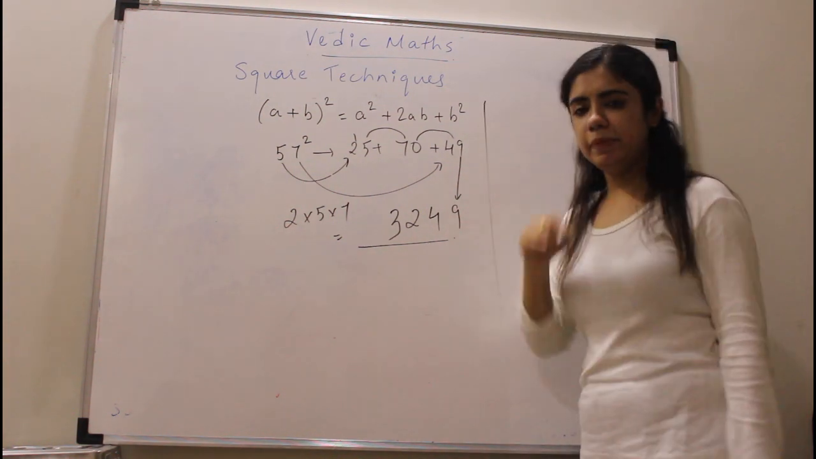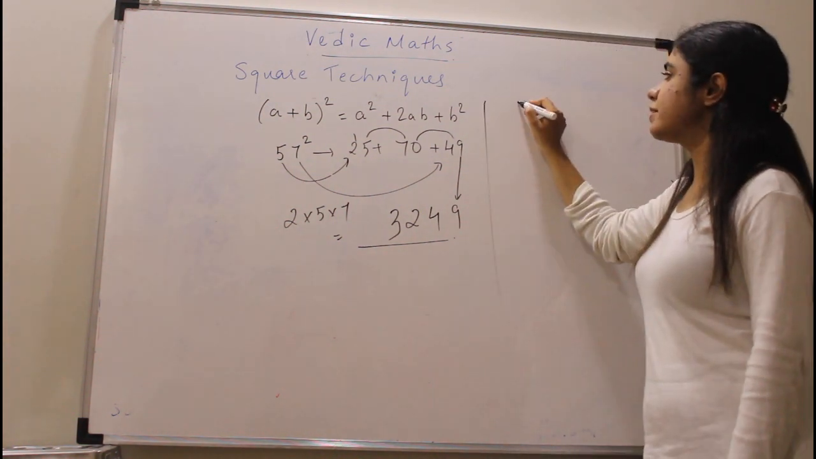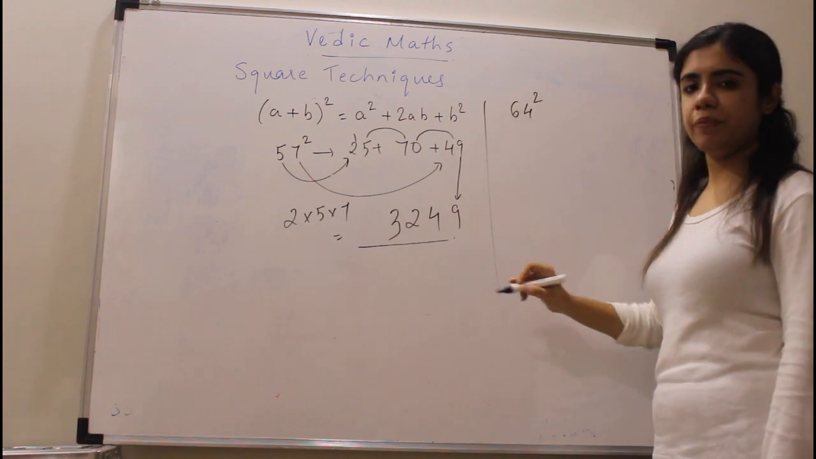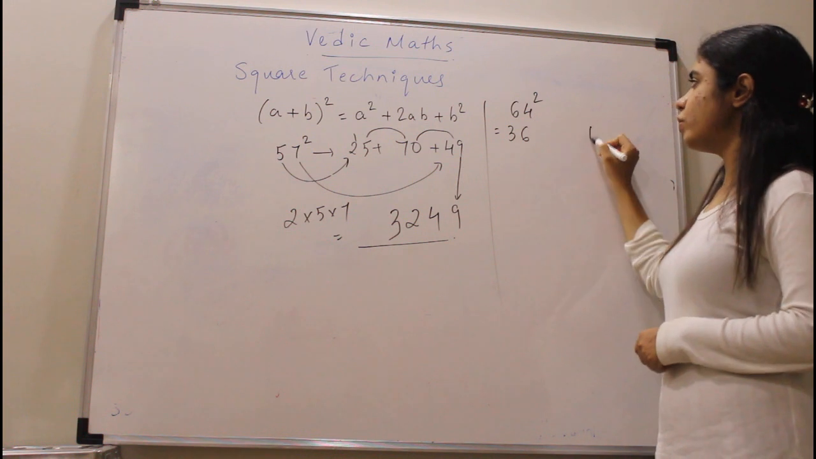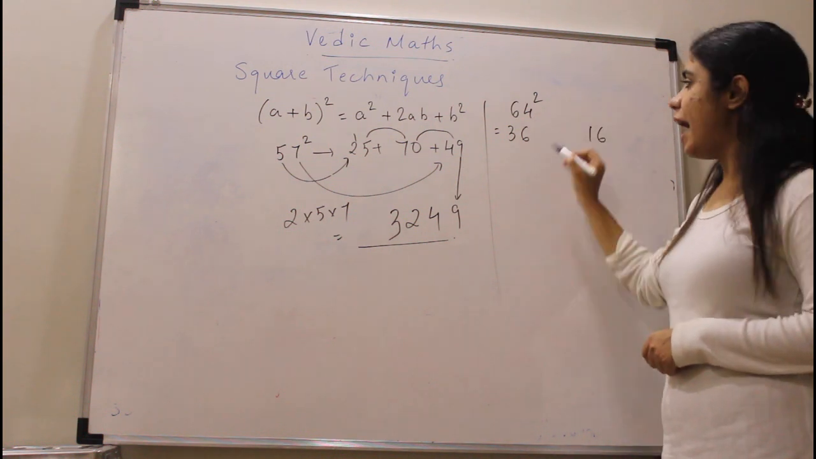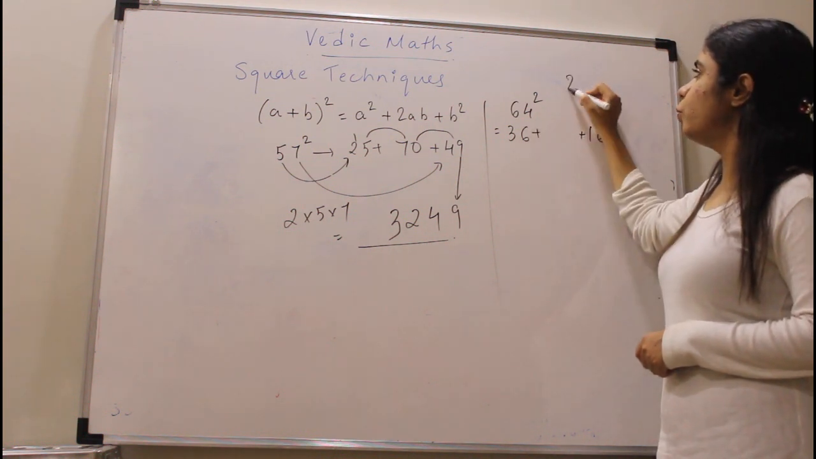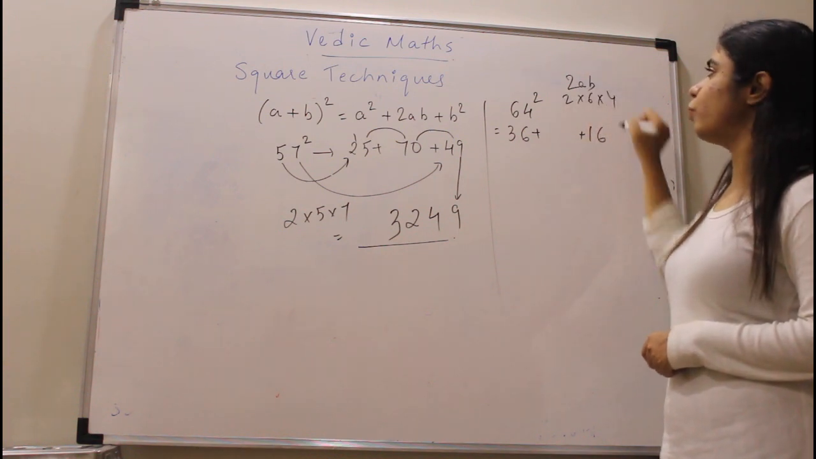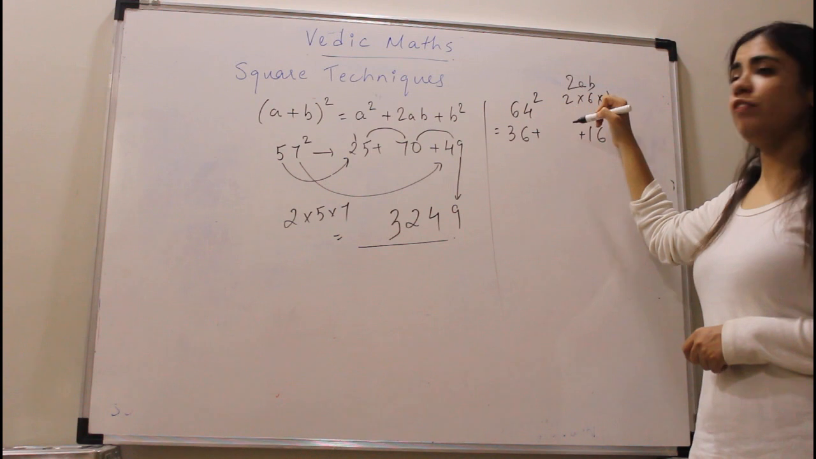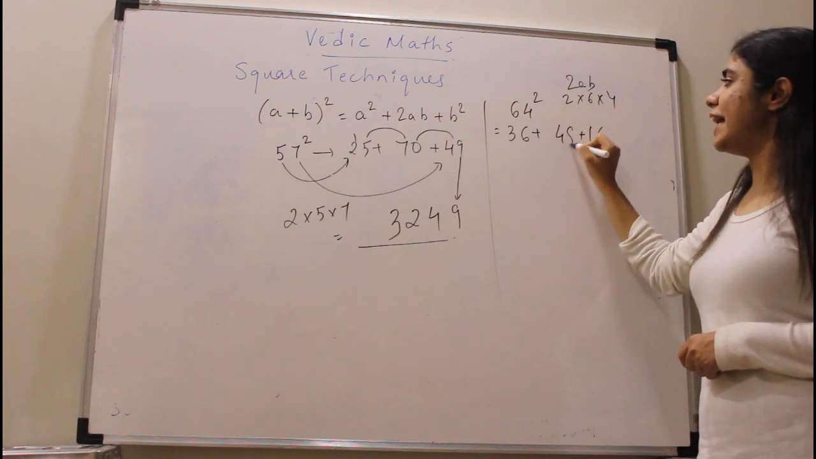Let's say, for example, if I ask you what is 64 square, you will write it as 6 square, which is 36, 4 square, which is 16, and बीच में आएगा 2ab. So that is 2 into 6 into 4. 2 6s are 12, 12 4s are 48.